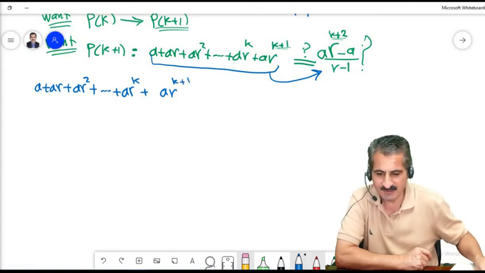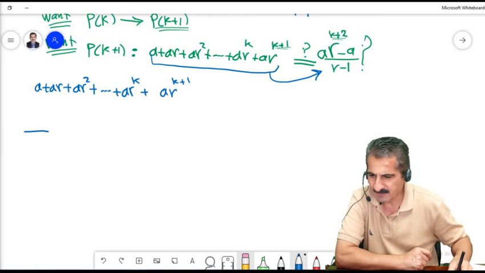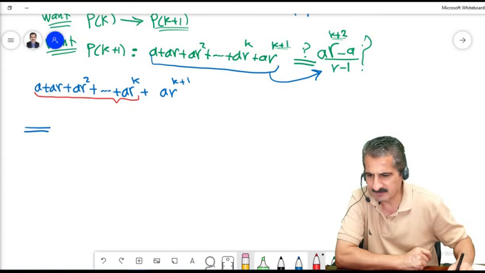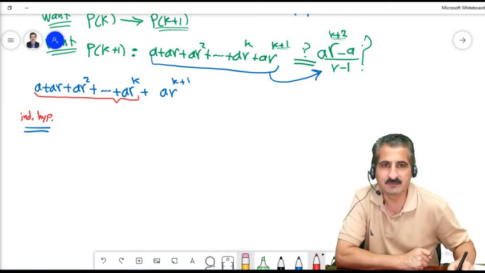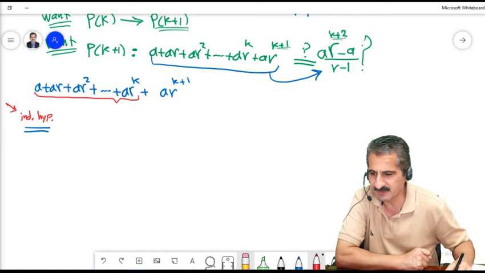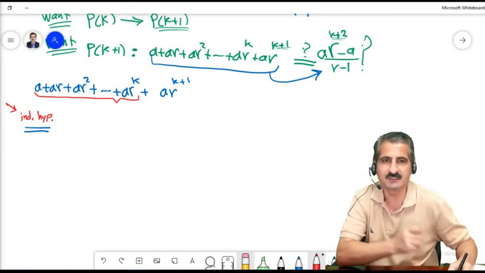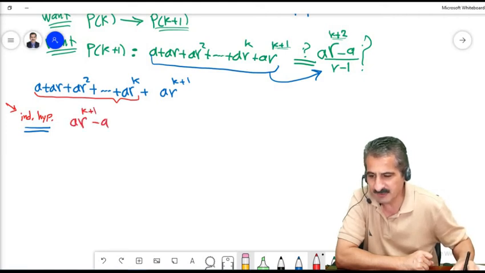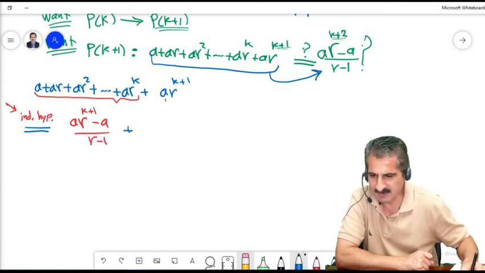Now, by the inductive hypothesis, we know what this thing equals. So again, we will write here inductive hypothesis. When you prove using mathematical induction, you must do such a thing, and you must write the inductive hypothesis above there. So by the inductive hypothesis, this equals a r to the power k plus 1 minus a over r minus 1. Okay, and now we take this down here as it is, a r to the power k plus 1.